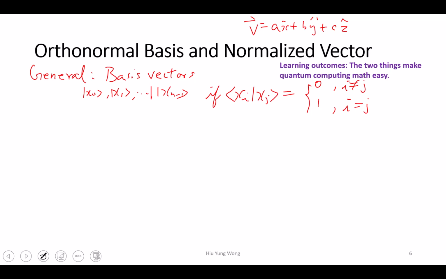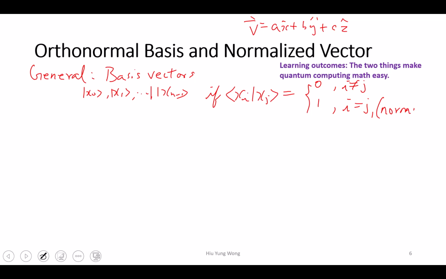So what does it mean? When i equals j, it means it is the same vector. For example, I'm talking about x0 inner product with x0, x5 inner product with x5. They give me 1. It's just like x hat dot x hat is 1, y hat dot y hat is 1, z hat dot z hat is 1. They are normalized.